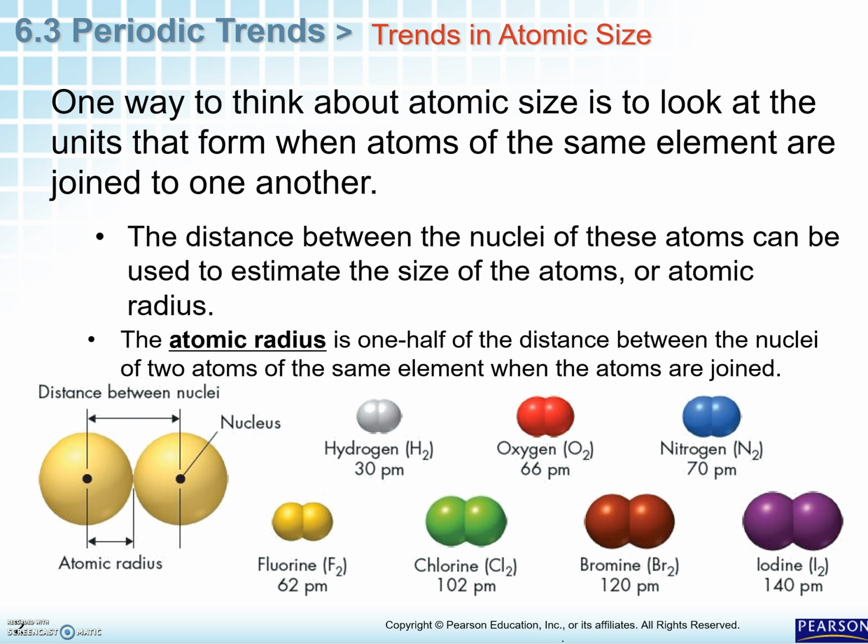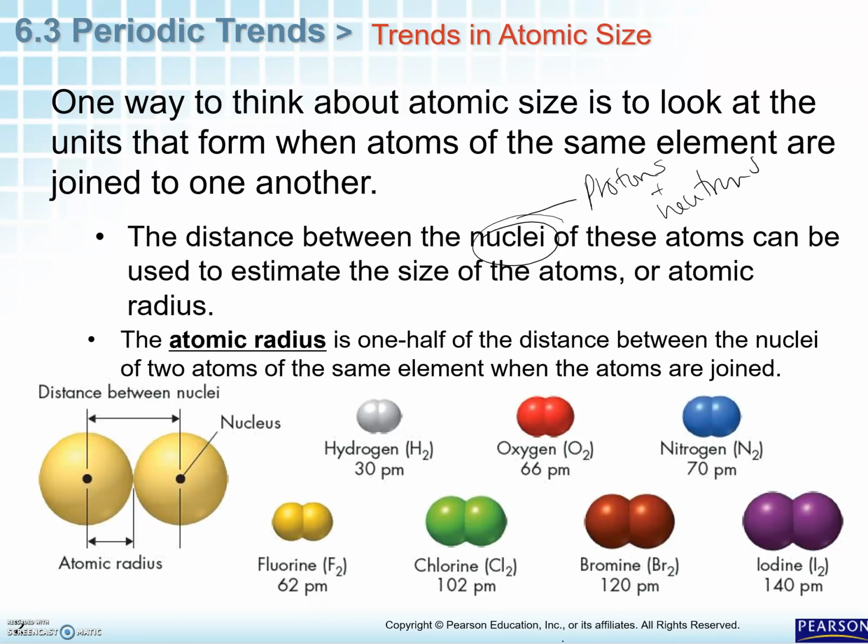So anytime you are thinking about how big an atom is, yes, they're all really tiny. However, some of them are smaller than others. So the distance between the nucleus, remember our nucleus is the thing that has the protons and the neutrons, is going to estimate the size of an atom.